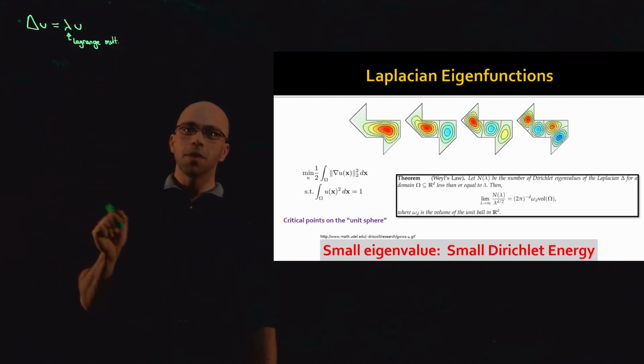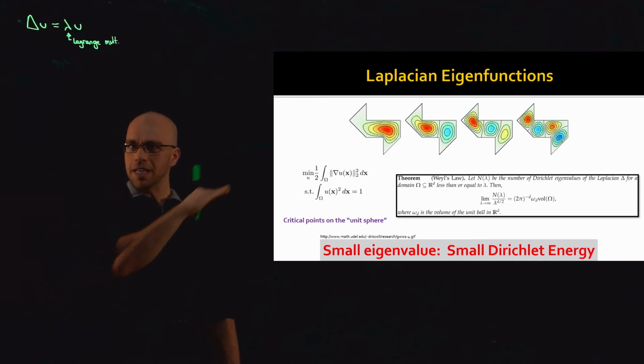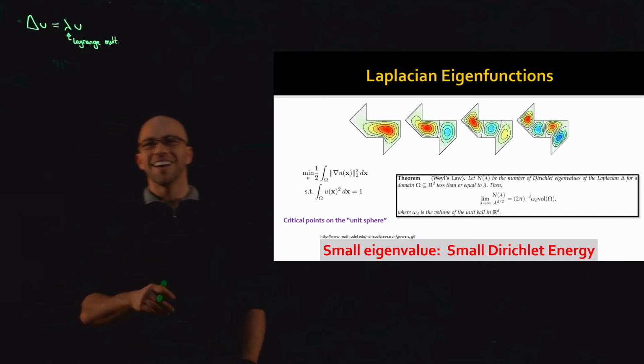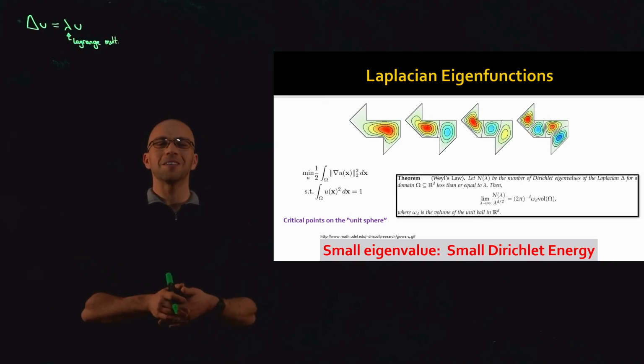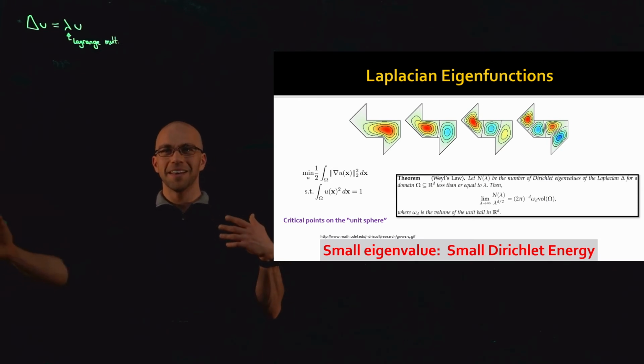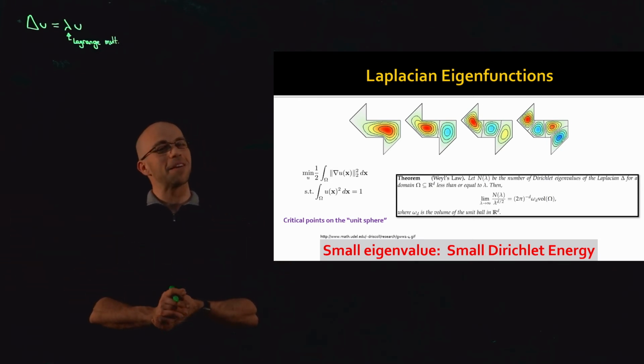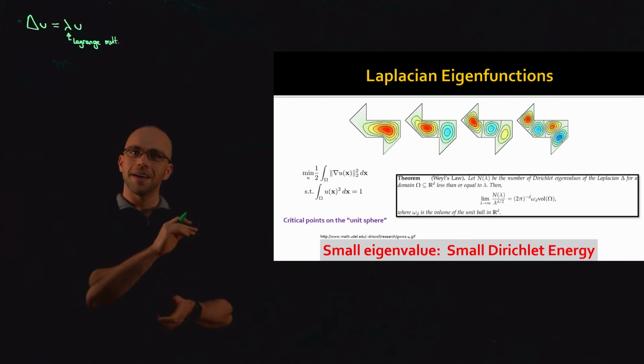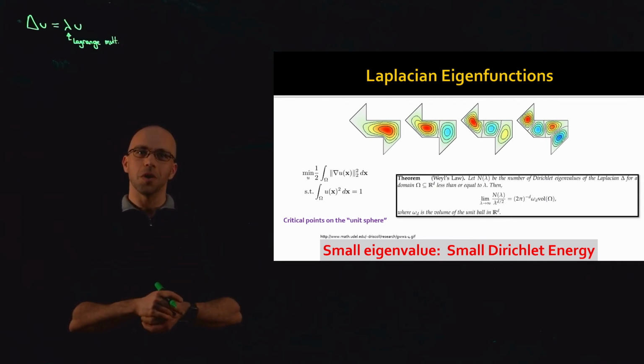Now, one thing to ask is, why do we need this constraint that u square integrates to 1? Well, otherwise, the obvious minimizer of the Dirichlet energy would just be 0, right? The function that's identically 0 is extremely smooth. It satisfies our boundary condition, but it's also not super interesting. So the way that we get around that is by making it square integrate to 1.